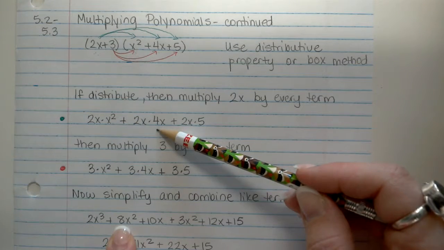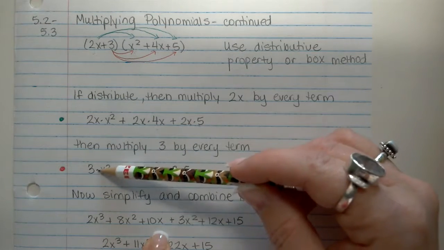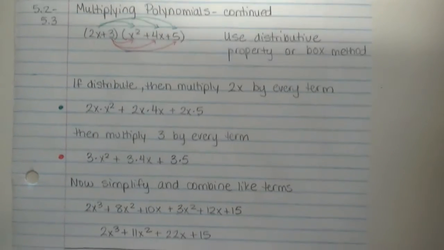2x times 4x is 8x squared. 2x times 5 is 10x. I'm going to keep going. I'm going to add that to my other terms that I've combined.